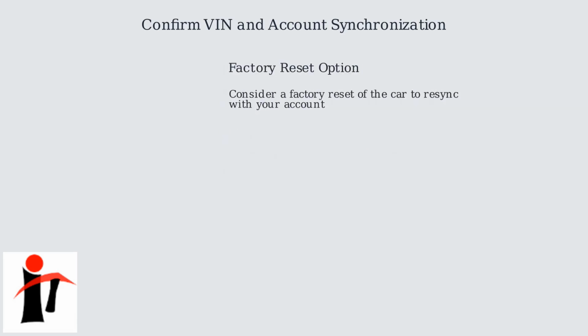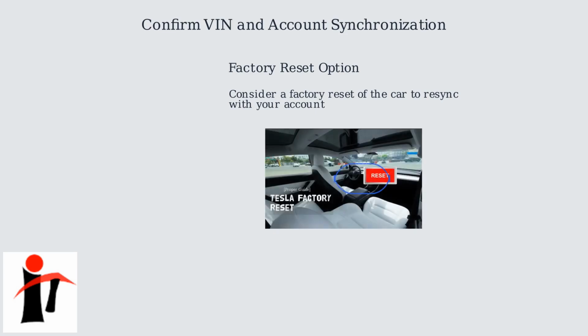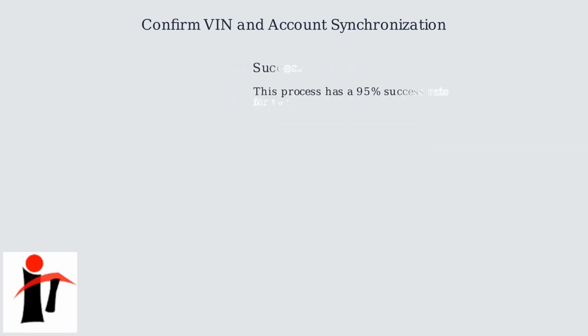As an additional step, consider performing a factory reset on the vehicle. This clears all previous account data and allows the car to be paired fresh with your Tesla account. In the vehicle's touchscreen interface, navigate to the reset option typically found in the Settings menu. Follow the on-screen prompts to complete the factory reset, which will require reconnection to your account afterward. When executed properly with Tesla support's assistance, these steps have a high success rate of 95% for verified ownership cases. Proper documentation and following support instructions are key to resolving synchronization issues.